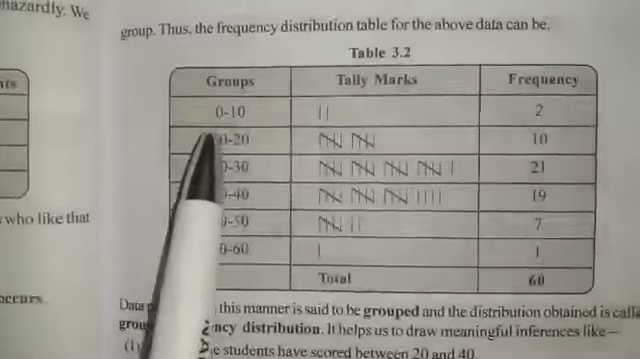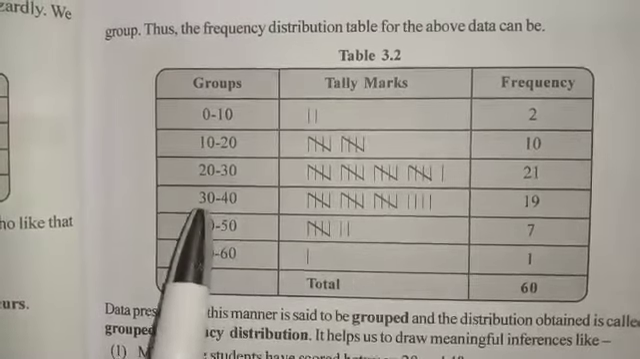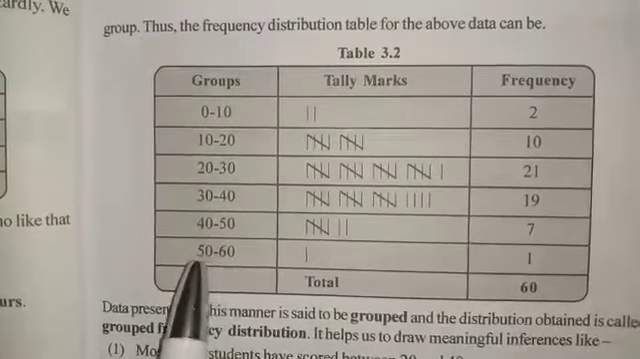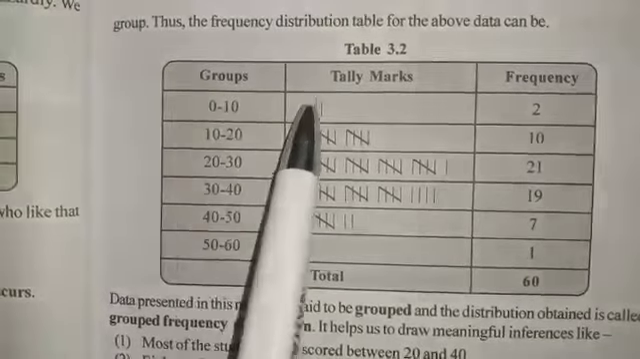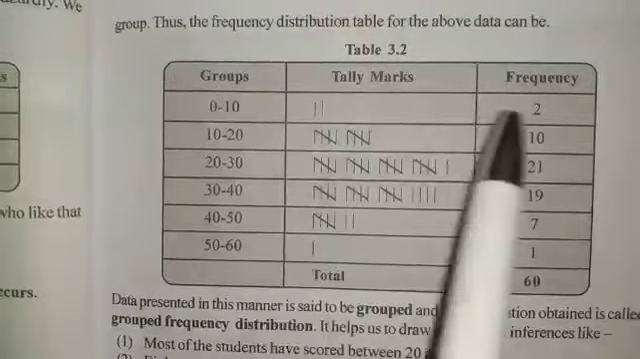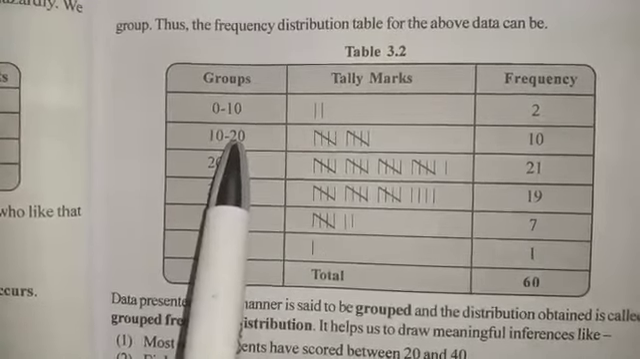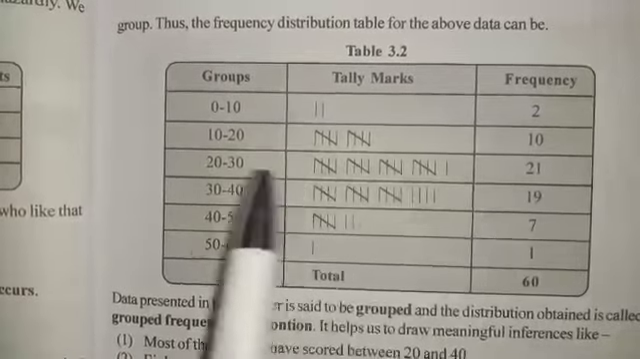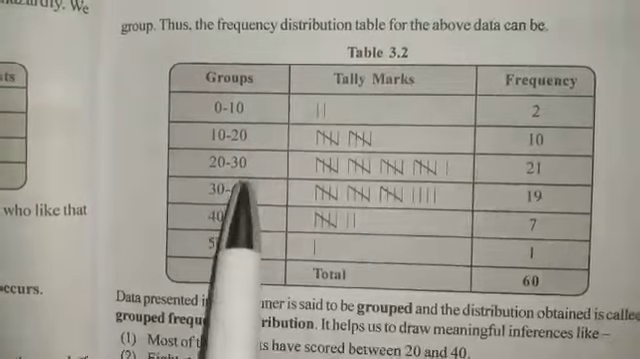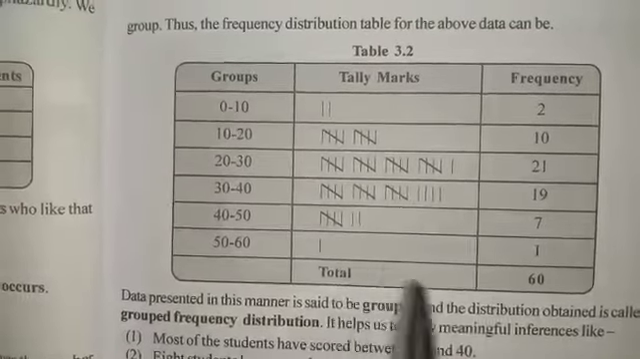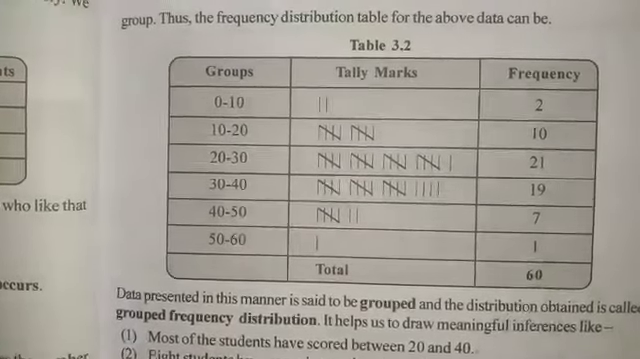Here the class intervals will be 0 to 10, 10 to 20, 20 to 30, 30 to 40, 40 to 50, and 50 to 60. From 0 to 9 we put tally marks, count them, and write the frequency. 10 to 19 we write in this place, and 20 to 29 likewise. Like that we keep writing everything. Then the total number of students will be in this place.